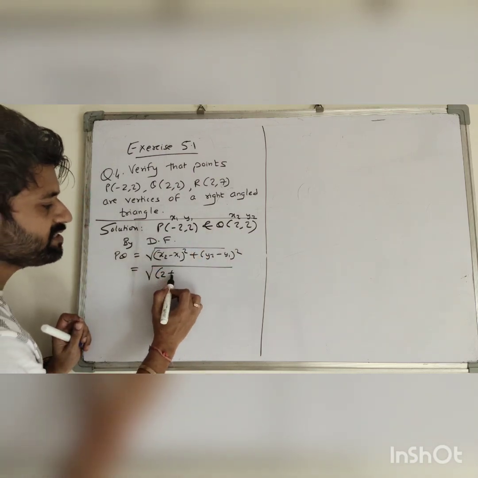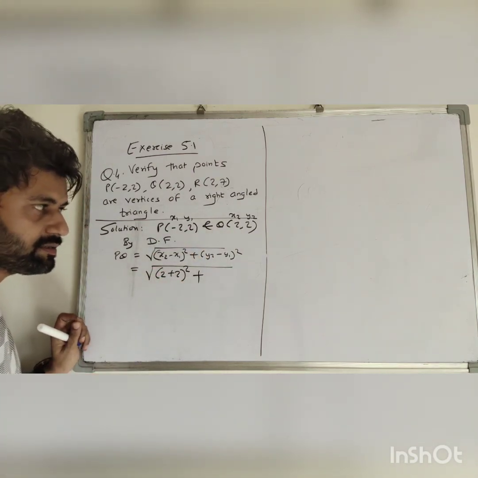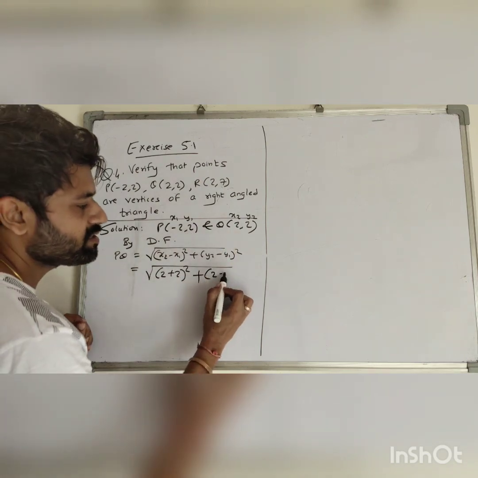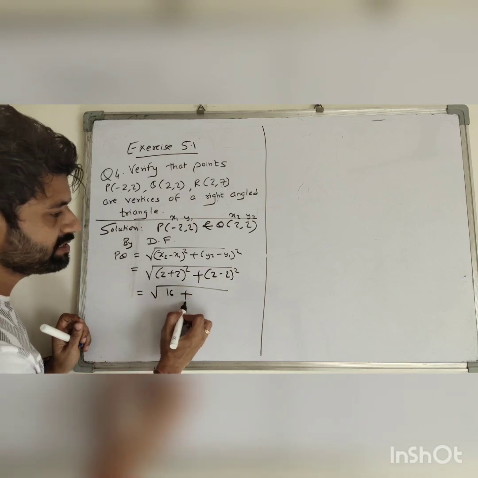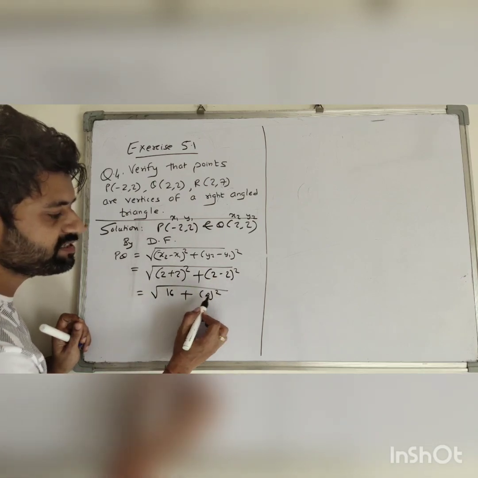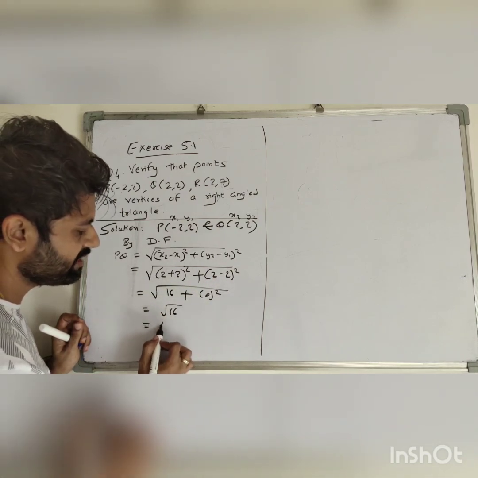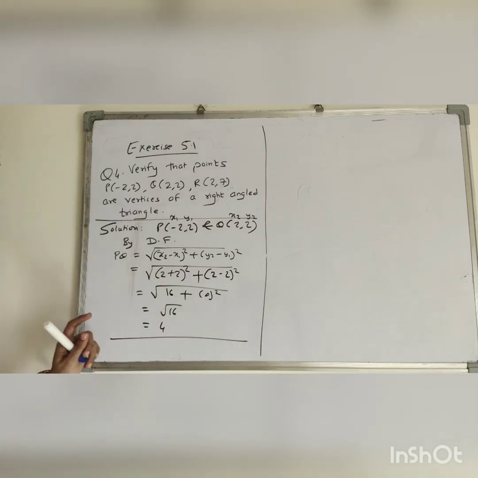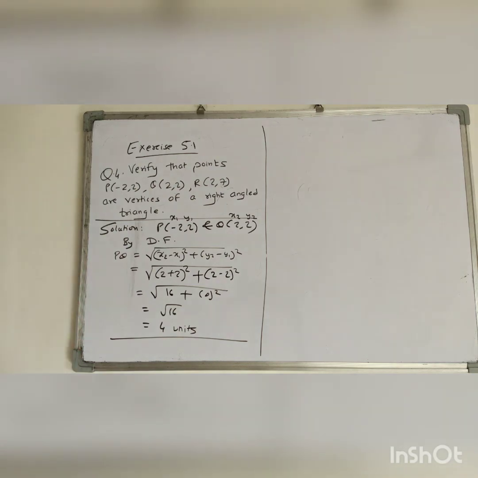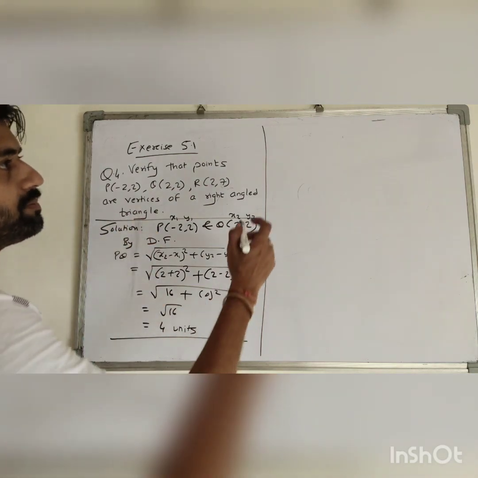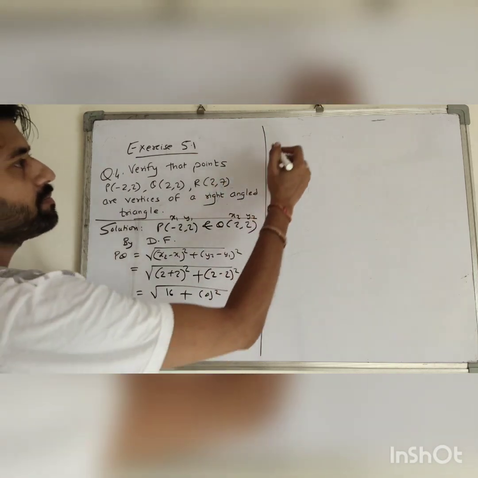2 minus (-2), that is 2 plus 2, the whole square, plus 2 minus 2 the whole square. 2 plus 2 is 4, 4 squared is 16. 2 minus 2 is 0, 0 squared is 0. Root of 16, answer is 4. You can write 4 units if you want. So with the help of the distance formula, we could find distance PQ. Similarly, we will find QR and PR.